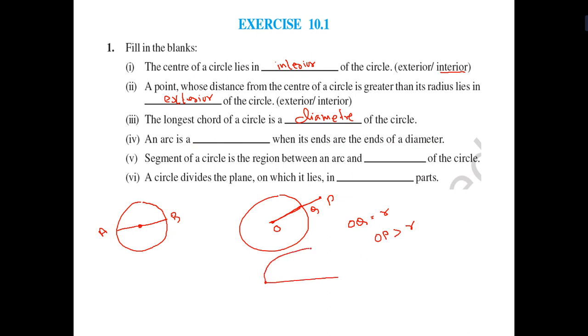An arc is a dash when it ends on the diameter. So this arc is called a semicircular arc, a semicircle. Segment of a circle is the region between an arc and a chord. We already saw the figure like that. Here it is a segment, called a minor segment. Here it is the arc, and AB is a chord.